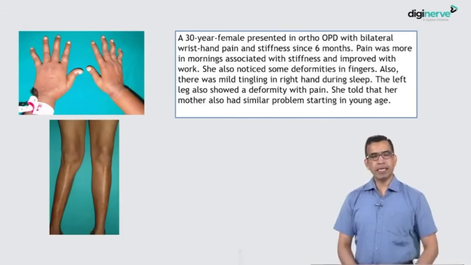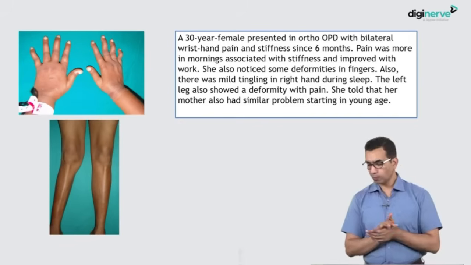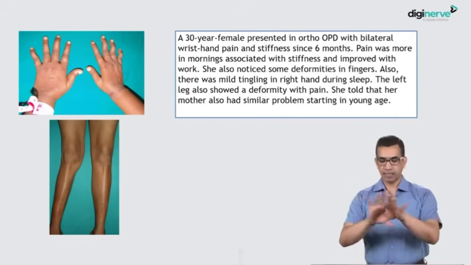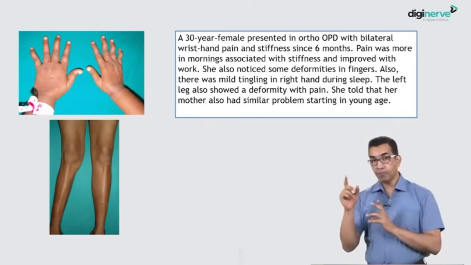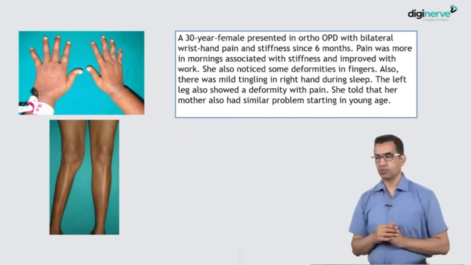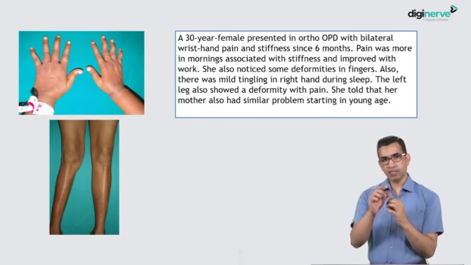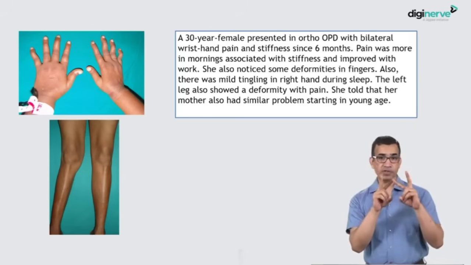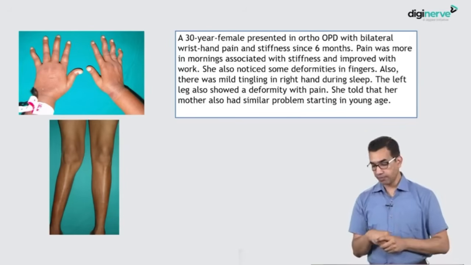So I'm starting with a typical history. A 30-year-old female presented in orthopedics with bilateral wrist and hand pain and stiffness for 6 months. Pain was more in the mornings, associated with stiffness, and improved with work. So she would say, when I get up in the morning, my hands are quite stiff. Often you have to ask the patient for this history, they won't come up with this information, because you have to differentiate whether it is a mechanical pain, a rest pain or an inflammatory pain.